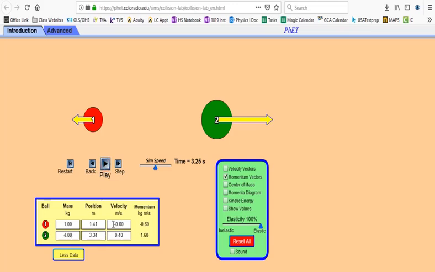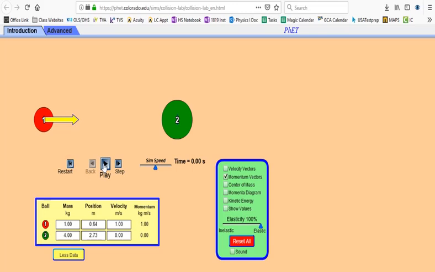1 times negative 0.60 is negative 0.60 kilograms meters per second. 4 times 0.4 is 1.60, right? 4 times 4 is 16. Move over a decimal, so 1.60. Right? Watch the momentum vector and the numbers, the movement of both of them.